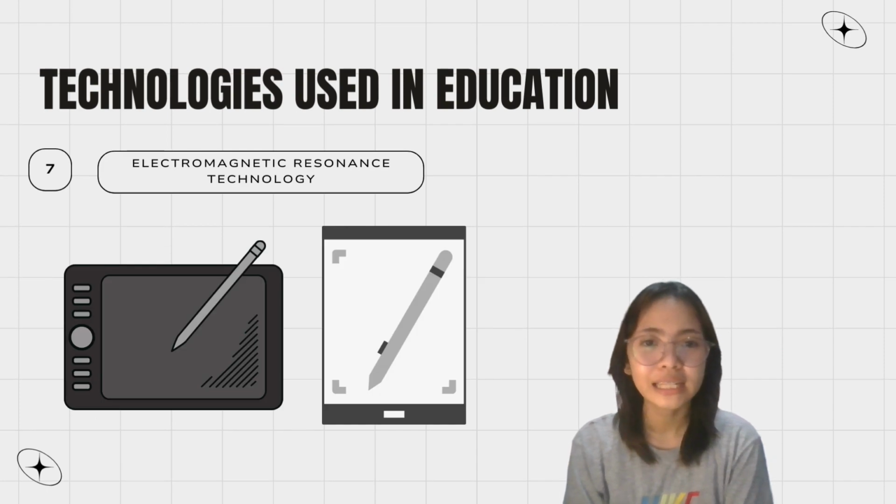And last but not the least, electromagnetic resonance technology. Digital pads are plug-in or wireless devices that allow students and teachers to create digital drawings and work. The use of the pads takes the need for paper away and reduces waste, as students can use unlimited amount of digital paper and materials.